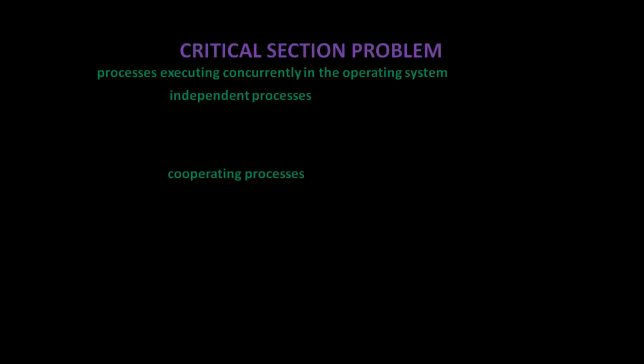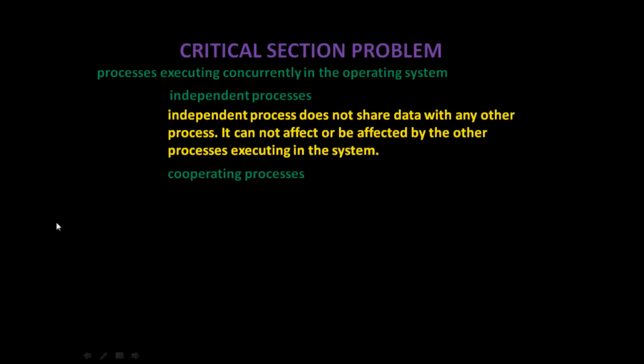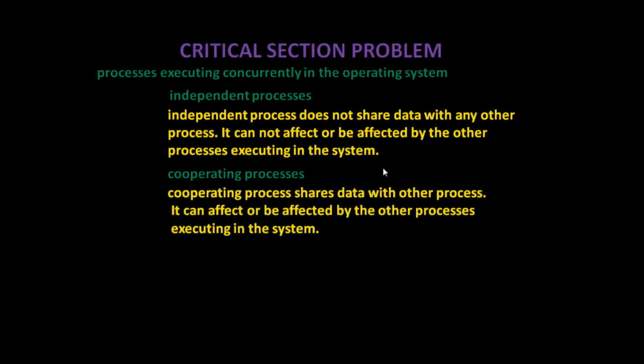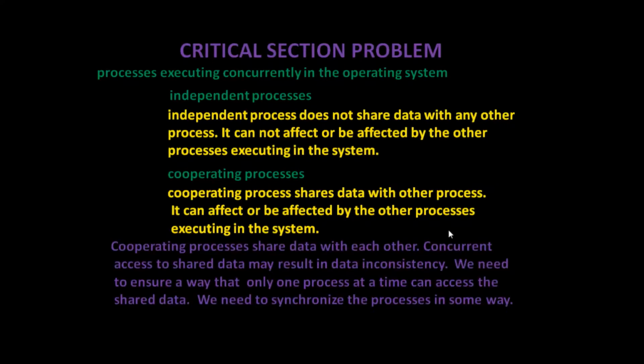So what is an independent process? An independent process does not share data with any other process. It cannot affect or be affected by the other processes executing in the system. Whereas a cooperating process shares data with other processes. It can affect or be affected by the other processes executing in the system. Cooperating processes share data with each other.